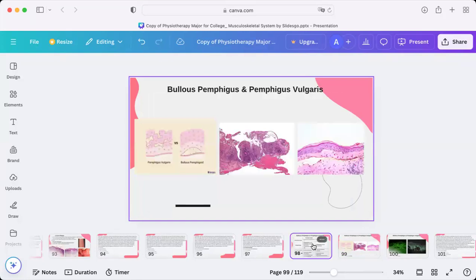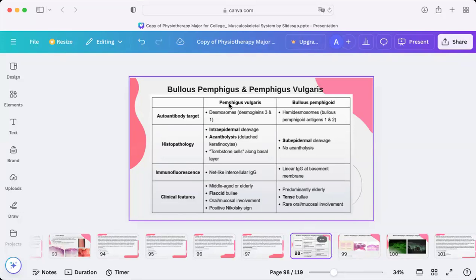Okay, Nasser, let's talk about how we can differentiate them clinically. So pemphigus vulgaris, the bullae are flaccid, meaning that if you rub it, they rupture extremely easily. You can find somebody, firstly, older age. They can appear in the middle age or the elderly. They come to you in the clinic, and you can also find bullae that have already been ruptured, okay?